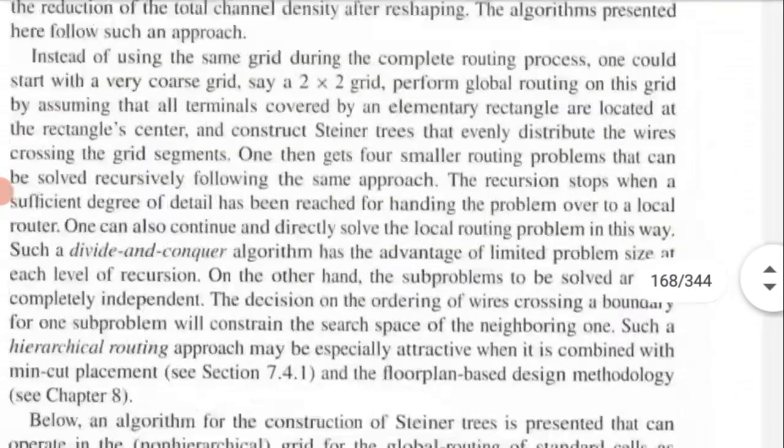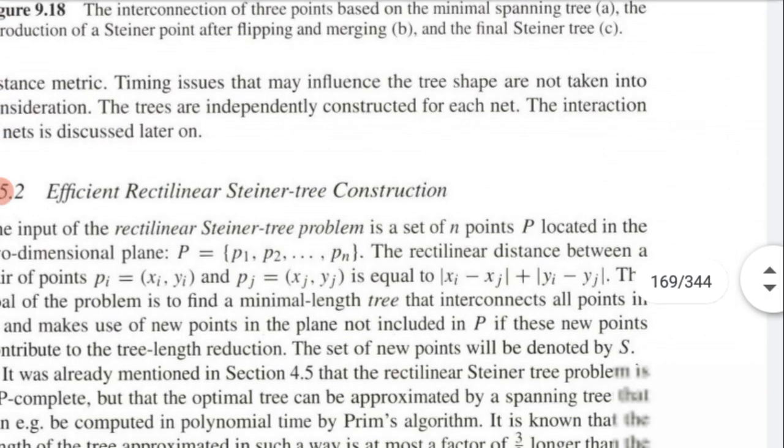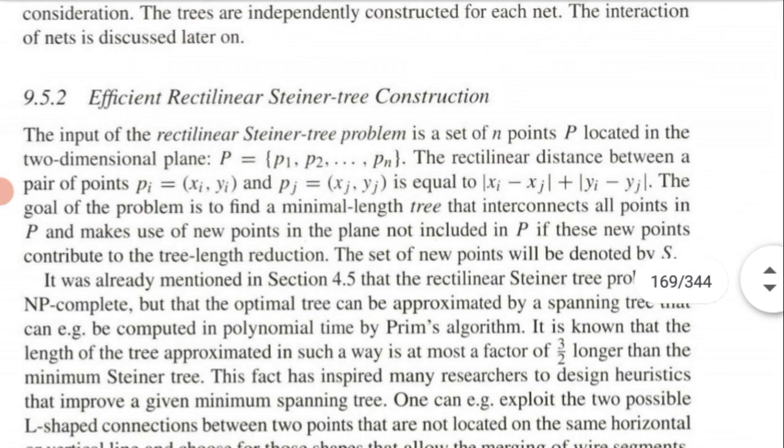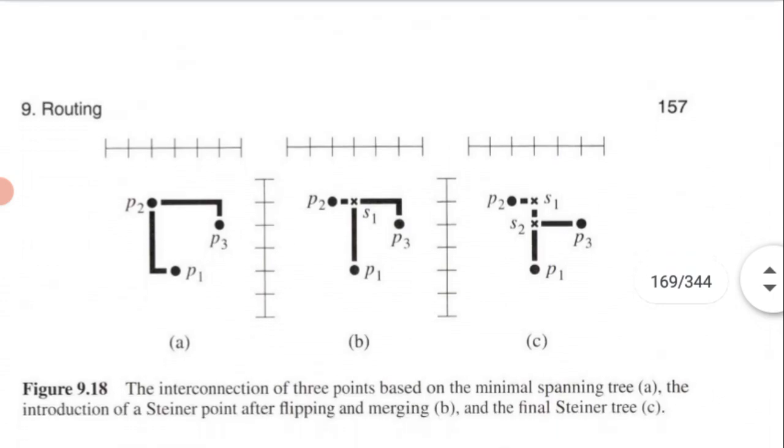Then, moving on to the next section, the effective rectilinear Steiner tree. Consider this figure. The input of this Steiner tree problem is a set of n points. Looking at the first figure, p1, p2, p3 are the points. This is just an example. If we consider more points, we can say P is the set p1, p2, up to pn, and we need the rectilinear distance between a pair of points.